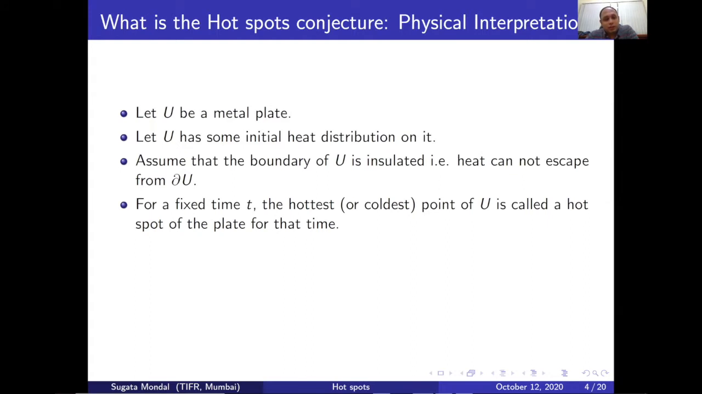Then some heat distribution is on this plate U, and as T increases, different points on U would have different temperatures. You look at the points of U where the temperature is highest and lowest, so the hottest and the coldest points of the plate U at a particular time. These points are called the hotspots of the plate U at time T. The question that this conjecture concerns is, where are these hotspots located?